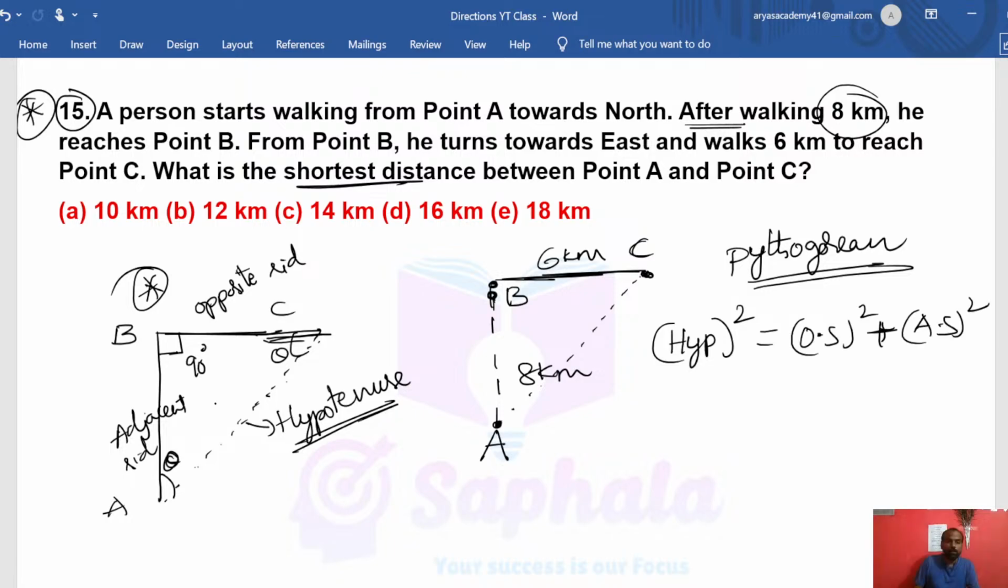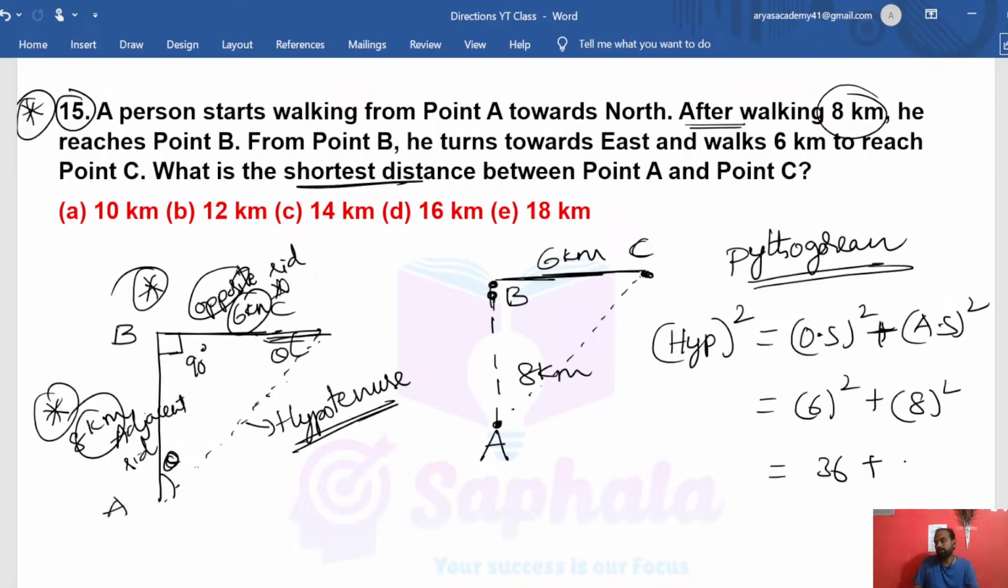You already know that this value is 8 kilometers and this value is 6 kilometers. ಅಂದ್ರೆ the value of adjacent side is 8 and the value of opposite side is 6. Substitute it. 6 whole square plus 8 whole square. 6 square ಎಷ್ಟಮ್ಮ? 36. 8 square ಎಷ್ಟು? 64. ಎರಡು ಆಡ್ ಮಾಡಿದ್ರೆ ಎಷ್ಟಾಗ್ತದೆ? 100 ಆಗುತ್ತೆ. ಅಂದ್ರೆ hypotenuse whole square.